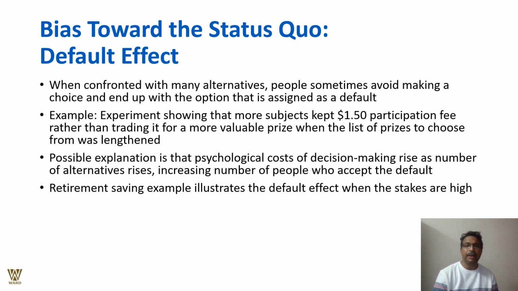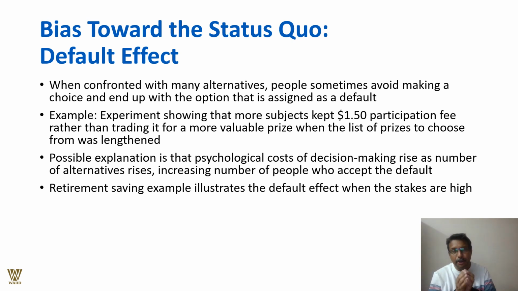We'll come to the default effect as it relates to the status quo. When confronted with many alternatives, people sometimes avoid making choices and end up with the option that is assigned as default. Why? Because there are too many alternatives, they are confused, and probably they would take whatever has been given to them. Example: an experiment showed that more subjects kept the $1.50 participation fee rather than trading it for a much more valuable prize when the list of prizes to choose from was lengthened. A possible explanation is that the psychological cost of decision making rises as the number of alternatives rises, increasing the number of people who accept the default prize of $1.50.